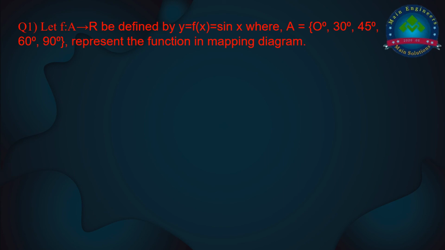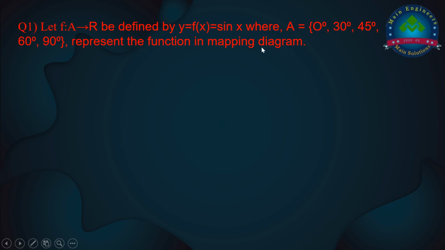So here comes the first question. Let f from A to R be defined by y is equal to f(x) is equal to sin x. This is the sine function, where A is equal to 0 degree, 30 degree, 45 degree, 60, 90. Represent the function in a mapping diagram. So we have to represent this function in the mapping diagram.